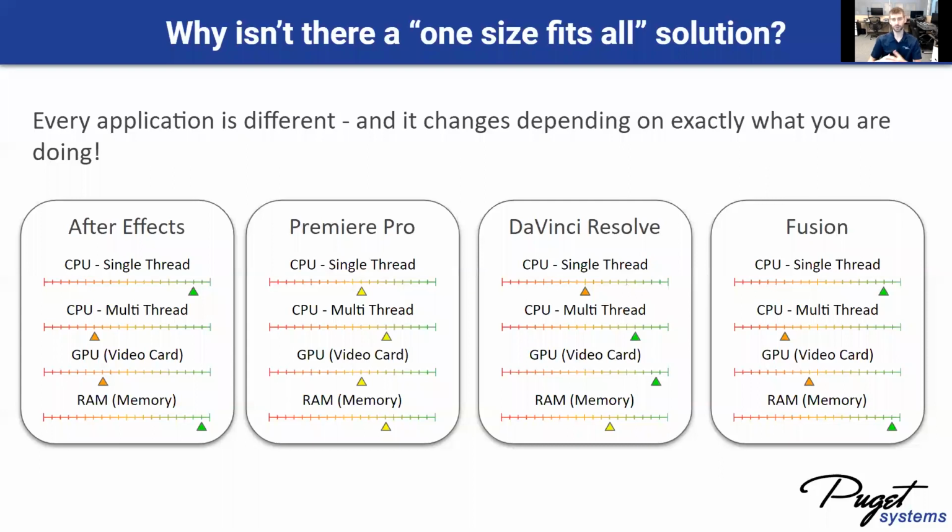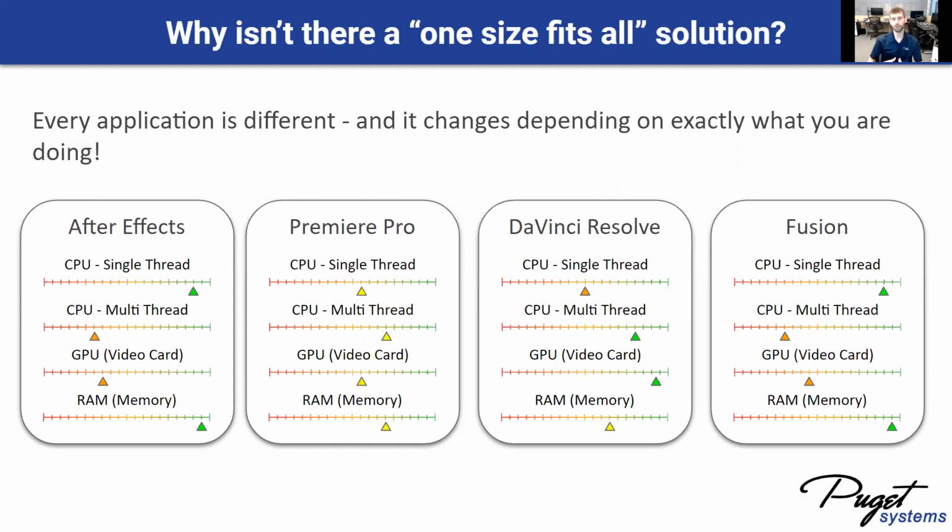So this is just a quick, a little bit arbitrary scale. And you can see After Effects and Fusion are very single threaded on the CPU. So a CPU that's great for After Effects or Fusion is not actually going to be great for Premiere Pro or everything else that's in DaVinci Resolve. At the same time, Premiere Pro uses different hardware pieces pretty evenly. And then you've got DaVinci Resolve, where you want a little bit higher core count CPU, and a little bit more GPU power or multiple GPUs, depending on what you're doing, of course. And so there is no one size fits all.